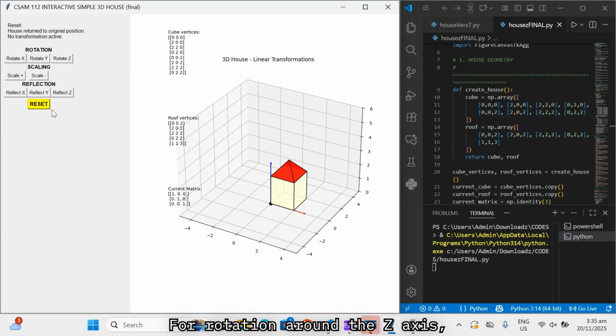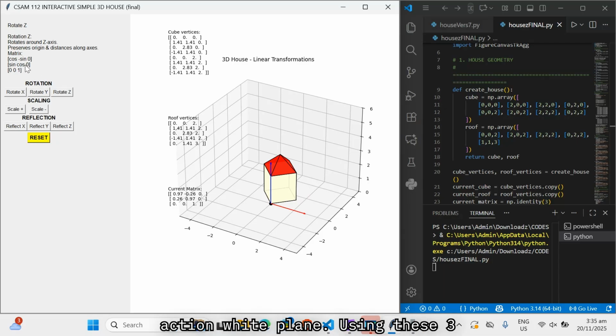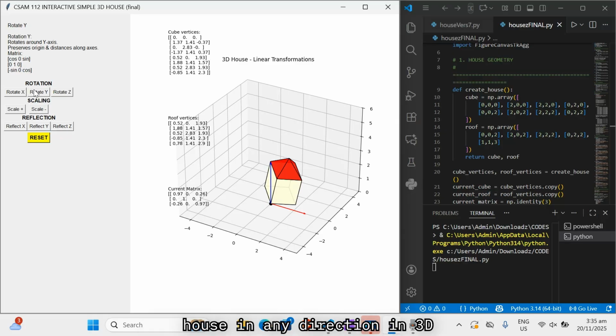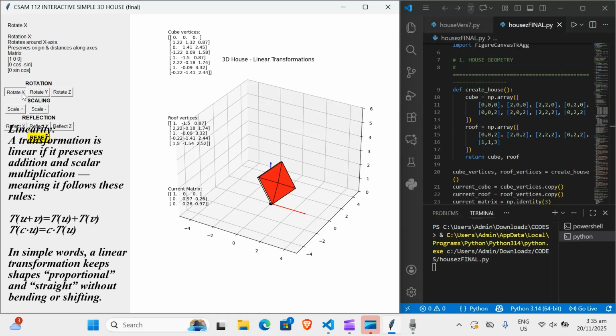For rotation around the z-axis, clicking Rotate Z produces this. It rotates the house in the x and y plane. Using these three rotation matrices, we can rotate the house in any direction in 3D space while preserving the origin and linearity.